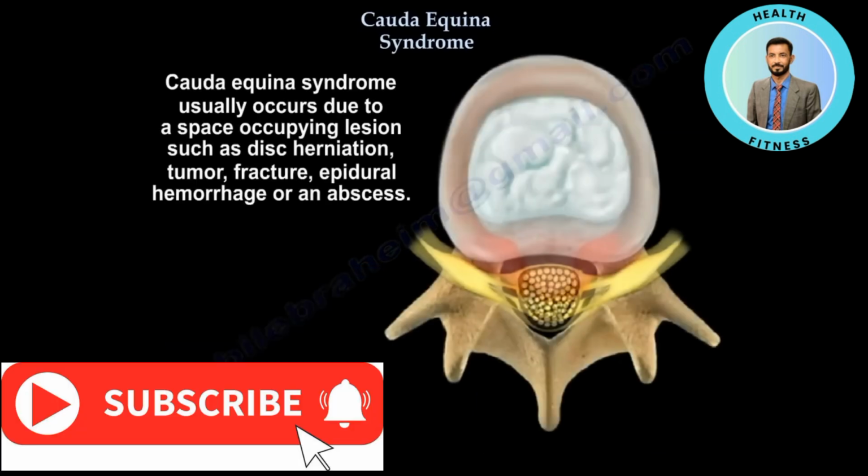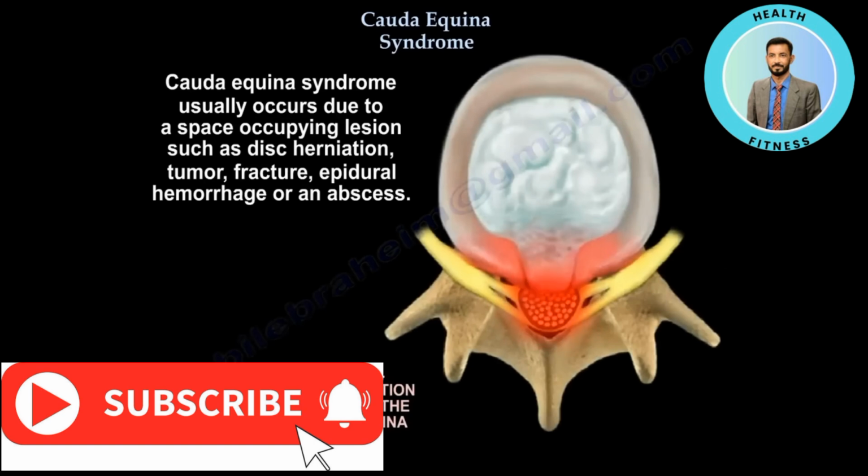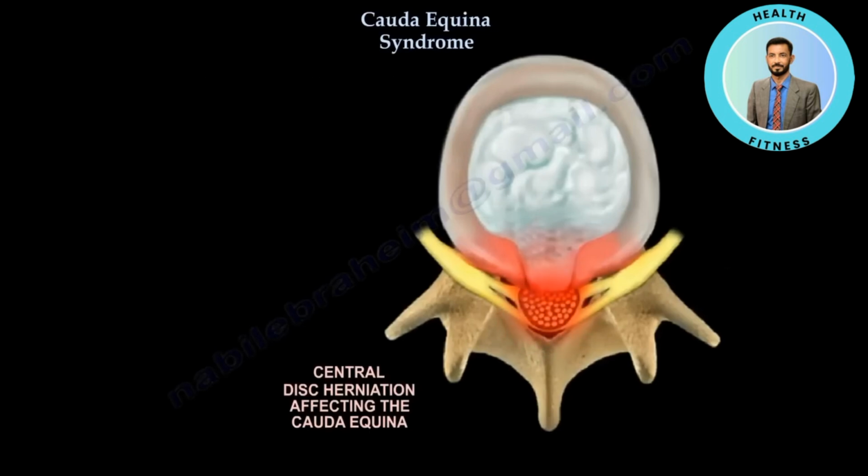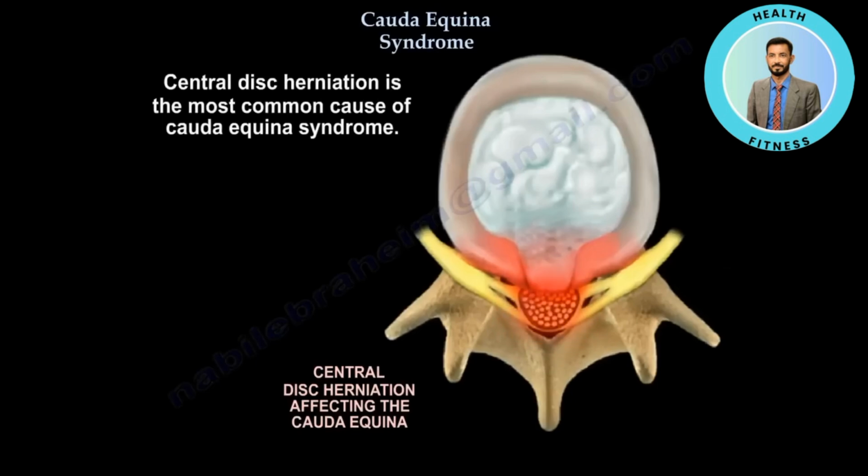Cauda equina syndrome usually occurs due to a space-occupying lesion such as disc herniation, tumor, fracture, epidural hemorrhage, or an abscess. Central disc herniation is the most common cause of cauda equina syndrome.